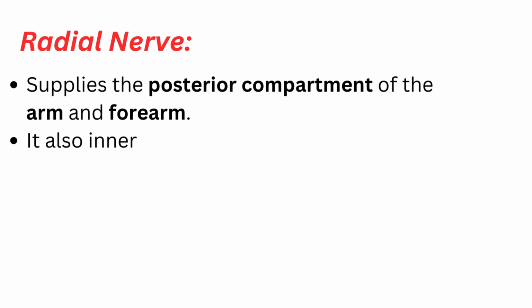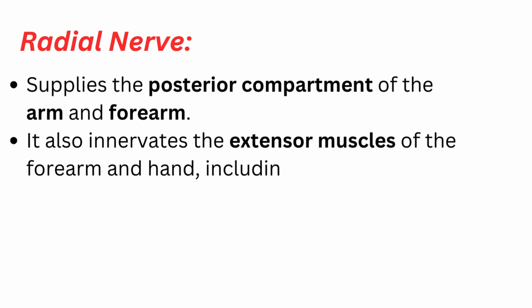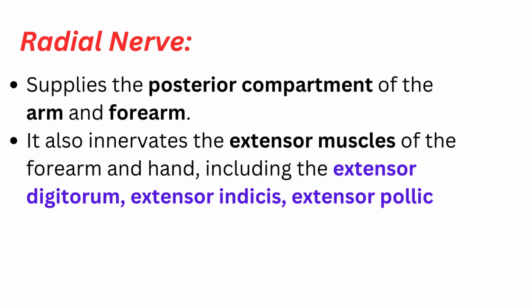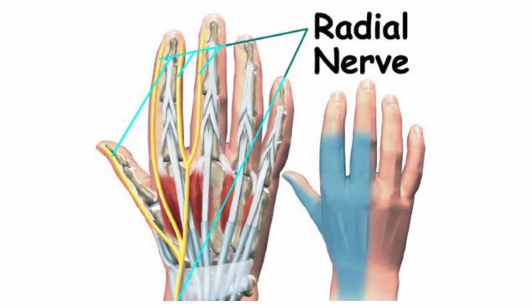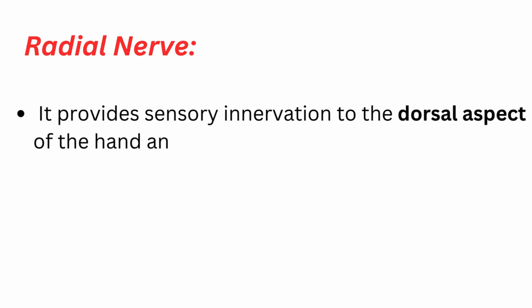It also innervates the extensor muscles of the forearm and hand, including the extensor digitorum, extensor indicis, extensor pollicis longus, and brevis. It provides sensory innervation to the dorsal aspect of the hand and thumb.